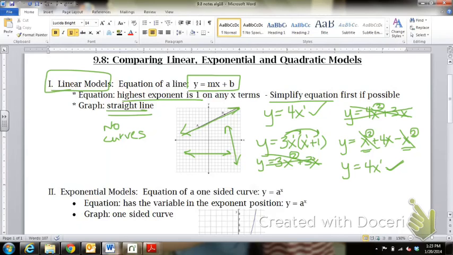Okay, so now all you're going to do is look at an equation and say if it's linear, or look at a graph and say if it's linear. That's it. I'm not asking you to write any of these. So now let's move on to exponential.